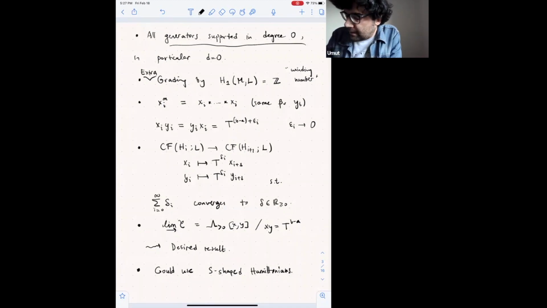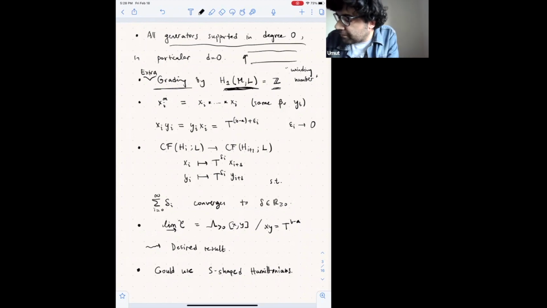Okay, and as I said, there is this extra grading on these modules by the winding number. This winding number is the relative first homology H_1(M, L), and this is equal to Z. The point of seeing the winding number as an element here is to make it clear that if you're looking at a Floer solution where you have one orbit here, one chord here and another chord here, and counting either differential or continuation maps, you're counting things like this.